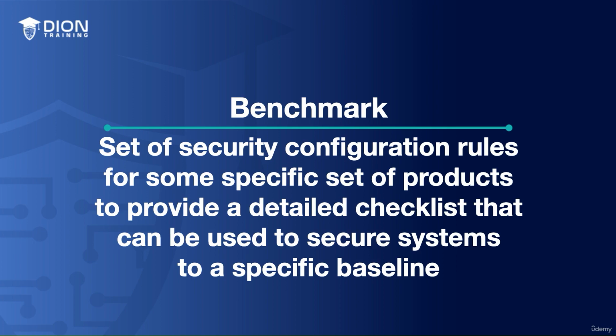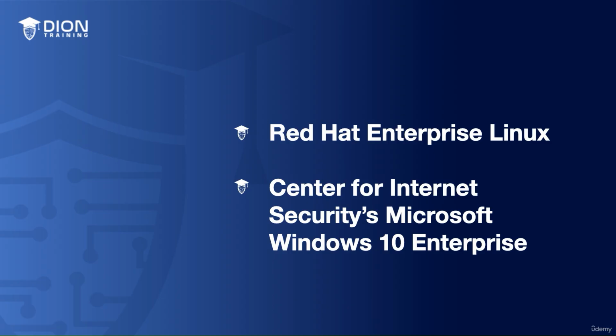Now, there are many SCAP benchmarks available for use by a variety of different system applications, including things like Red Hat Enterprise Linux benchmarks and the Center for Internet Security's Microsoft Windows 10 Enterprise benchmarks. For example, if you're using the Red Hat Enterprise Linux benchmarks, these provide you a comprehensive set of configuration rules for Red Hat Enterprise Linux servers that includes rules for configuring system authentication, setting up your firewalls, configuring your system logging, and much more. The CIS Microsoft Windows 10 Enterprise benchmark will also provide you a set of security configuration rules, but this time for the Microsoft Windows 10 Enterprise Edition, which includes rules for the user account control, data execution prevention, system firewall settings, and much more.